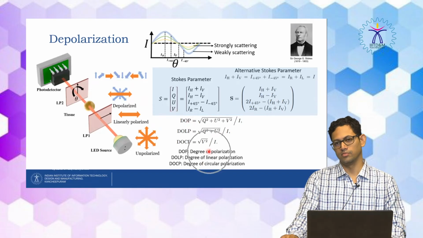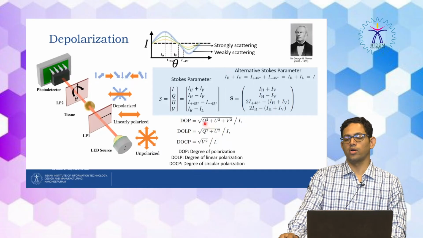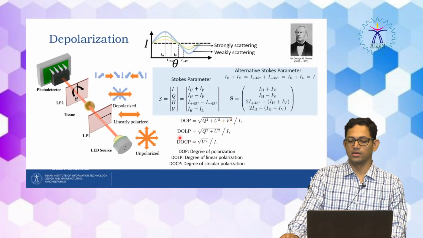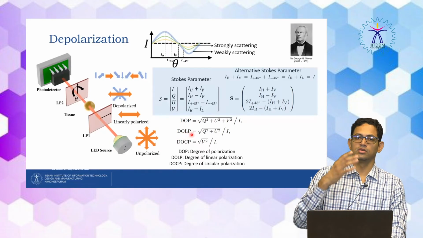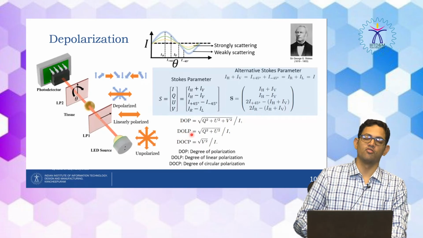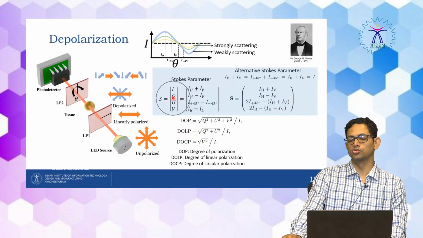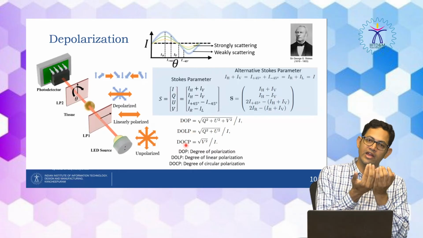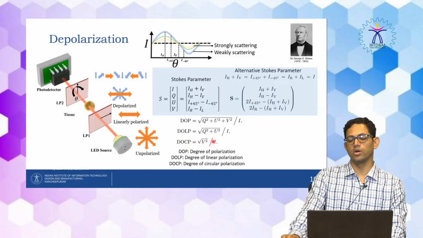That degree of polarization, in a generalized term, is given as square root of Q square plus U square plus V square divided by I. The degree of linear polarization, that is how much of the linear polarization is being retained after the interaction with tissue, is given by DOLP. It is given by square root of Q square plus U square divided by I. And the degree of circular polarization, that is how much circular polarization is retained by this electromagnetic plane wave after the interaction with the tissue, is given by square root of V square divided by I.